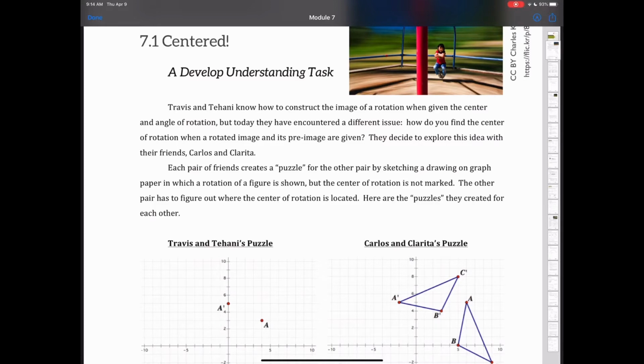Each pair of friends creates a puzzle for the other pair by sketching and drawing on graph paper a rotation of a figure, but the center of rotation is not marked. The other pair has to figure out where the center of rotation is located. Here are the puzzles they created for each other.